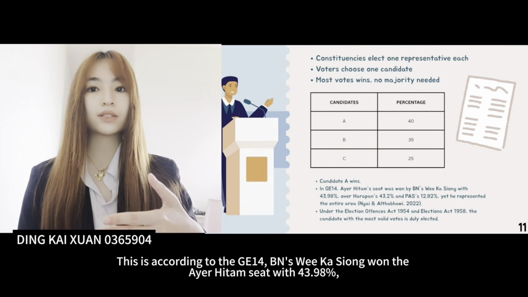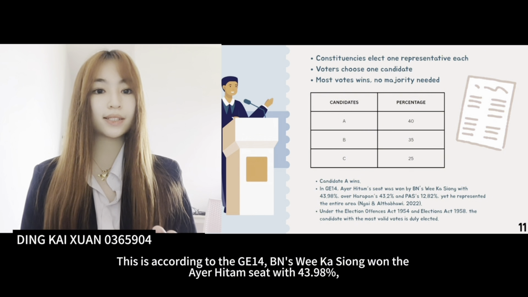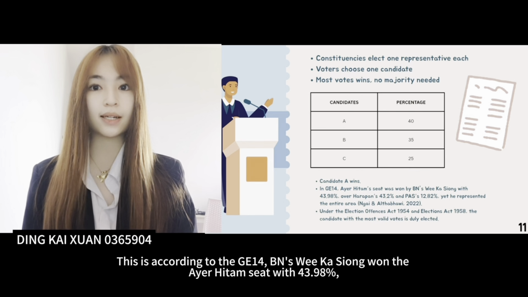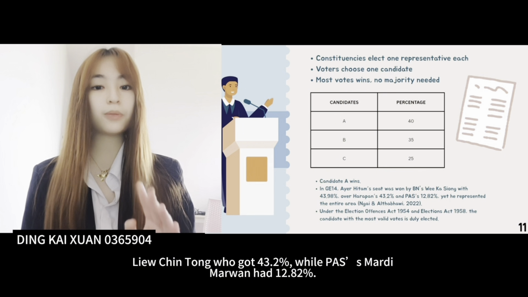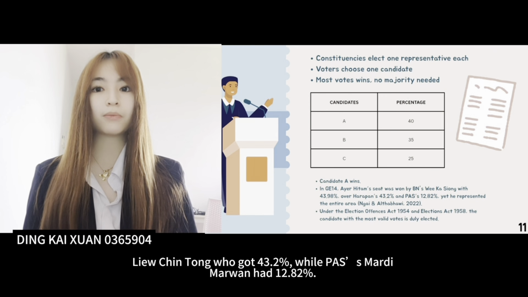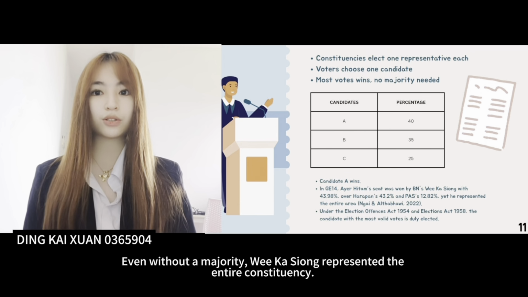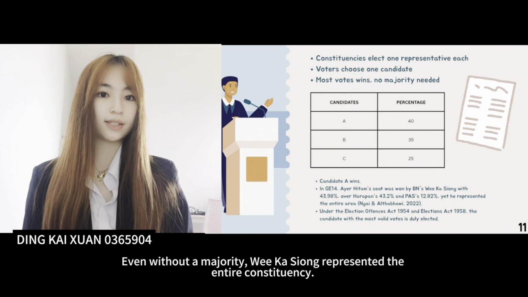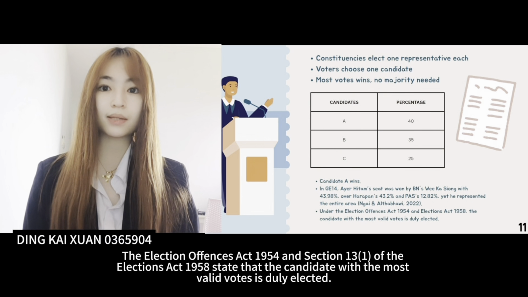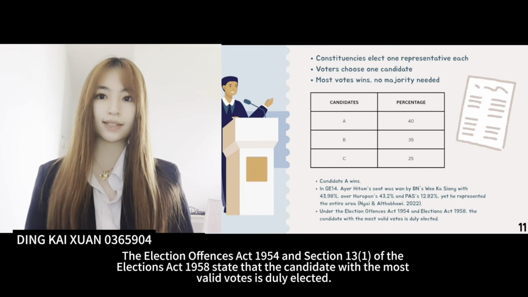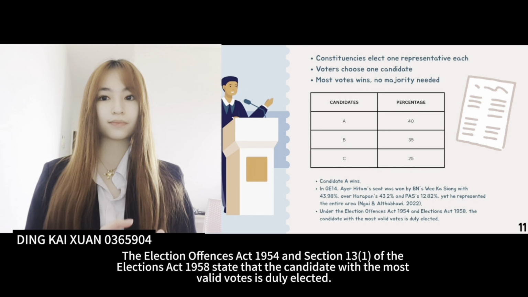According to GE14, Wee Ka Siong won the Ayer Hitam seat with 43.98%. Liu Qingdong got 43.2%, while PAS had 12.82%. Even without a majority, Wee Ka Siong represented the entire constituency. The Election Offences Act 1954 and Section 13 subsection 1 of the Election Act 1958 state that the candidate with the most valid votes is duly elected.